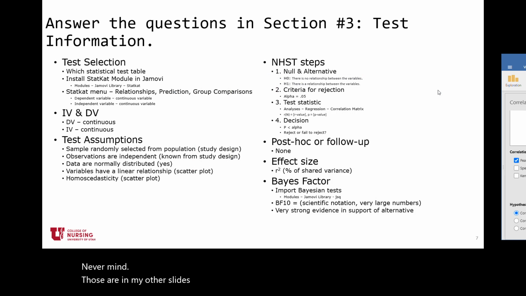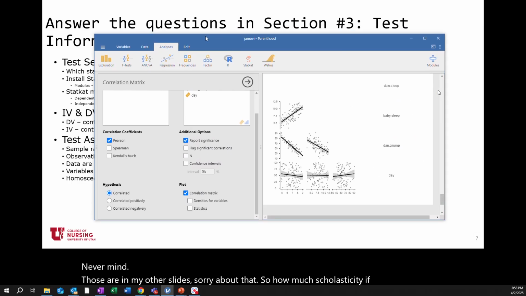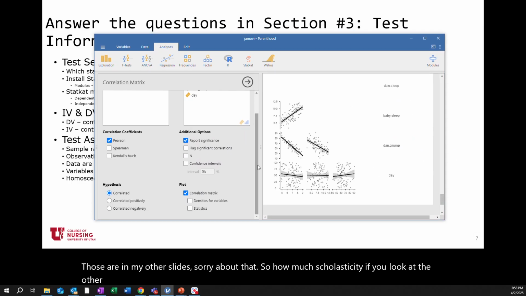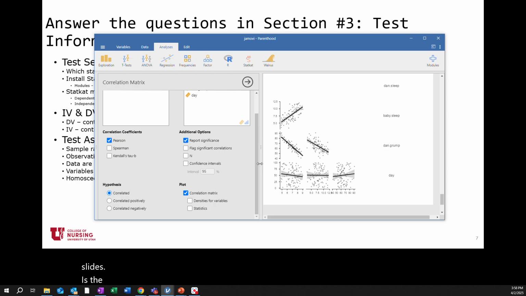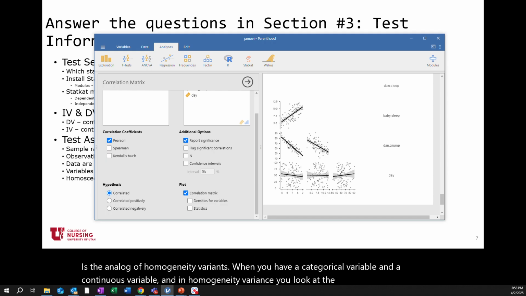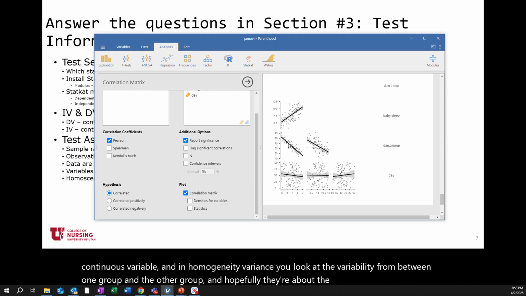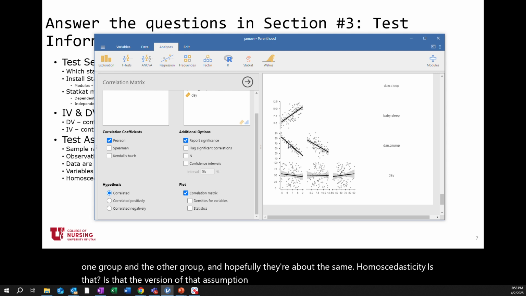Sorry about that. So homoscedasticity, if you look at the other slides, is the analog of homogeneity of variance when you have a categorical variable and a continuous variable. And in homogeneity of variance, you look at the variability from one group and the other group, and hopefully they're about the same. Homoscedasticity is the version of that assumption for continuous variables.